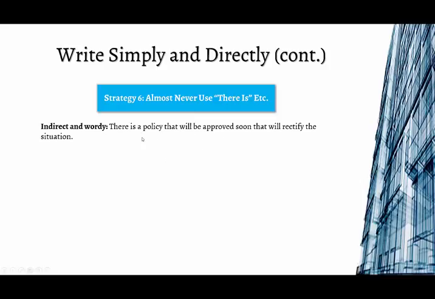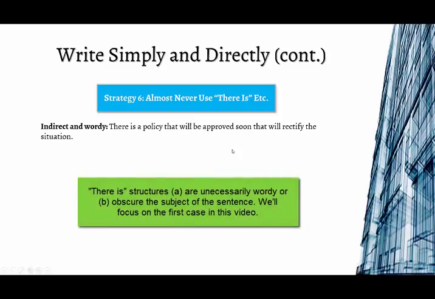There's another potential problem with there is, there are, and that's that sometimes it can obscure the subject or can hide who's doing the action. So it can be kind of a lazy approach to writing, and this is very, very common. Almost everybody does it at some point or another.